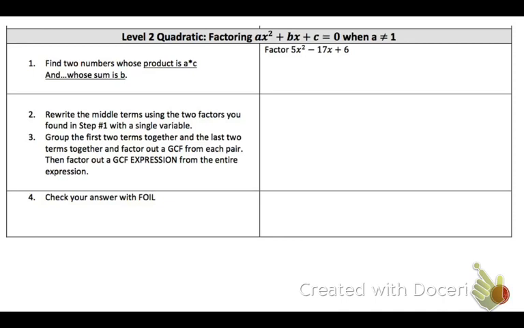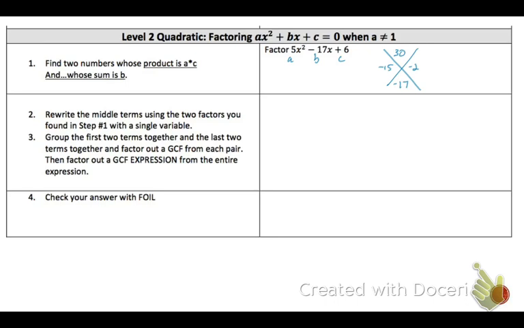So we're still going to do the same thing that we did before with level 1. We're going to identify our a, b, and c, and we're going to find 2 numbers whose product is a times c, and sum is our b value. So in this case, a is 5, b is negative 17, and c is 6. So a times c, 5 times 6 is 30, and our b value is negative 17. So 2 numbers that will multiply to give us 30 and combine to give us negative 17. Well, hopefully 15 and 2 jump out at you. And if we make them both negative, then our signs will work out.